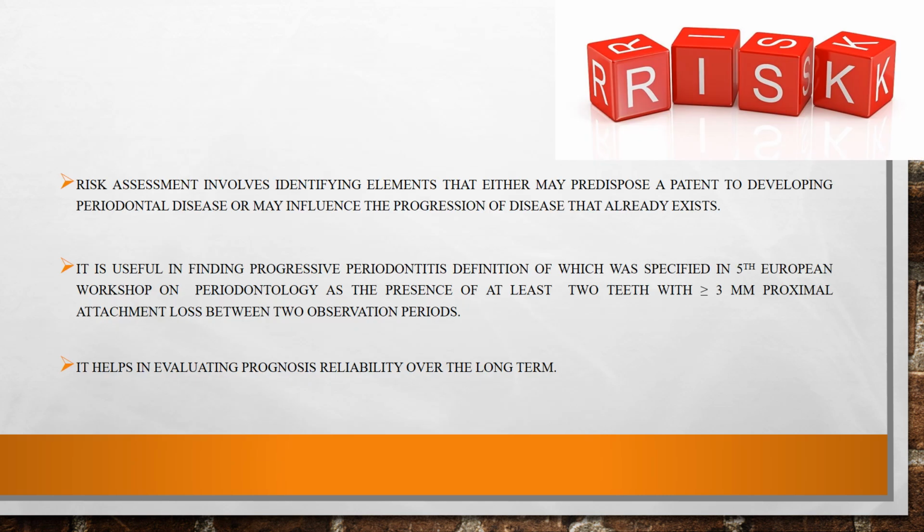Okay, so risk assessment involves identifying elements that either may predispose a patient to developing periodontal disease or may influence the progression of disease that already exists. It is useful in finding progressive periodontitis, the definition of which was specified in the 5th European workshop on periodontology as the presence of at least two teeth with greater than 3 mm proximal attachment loss between two observational periods. So this risk assessment helps in evaluating prognosis reliability over the long term.